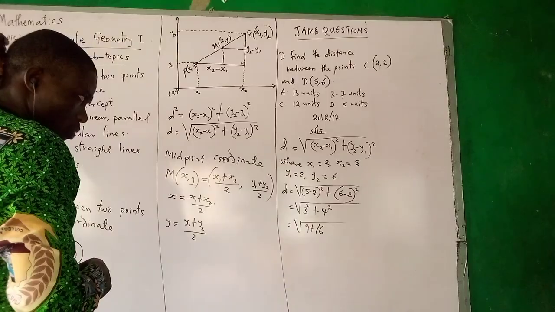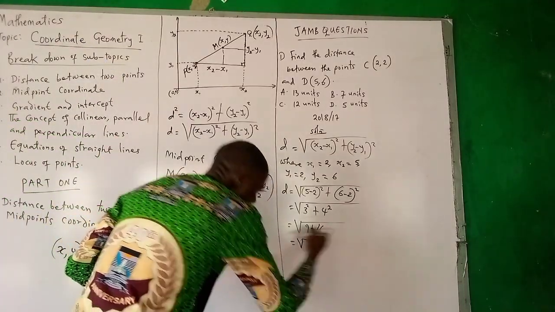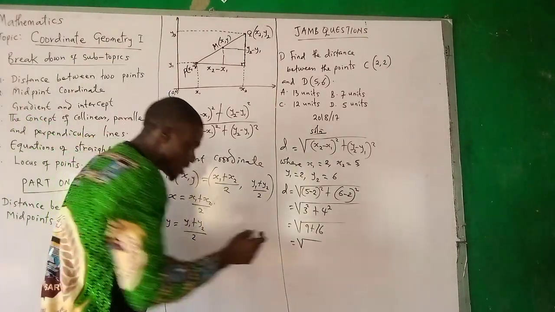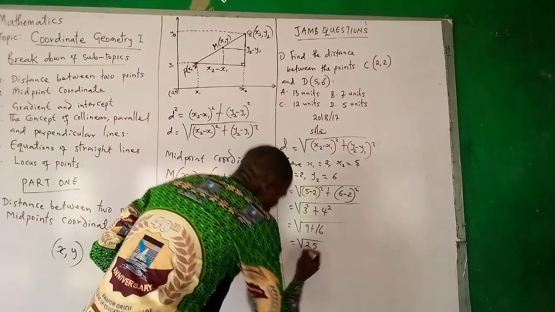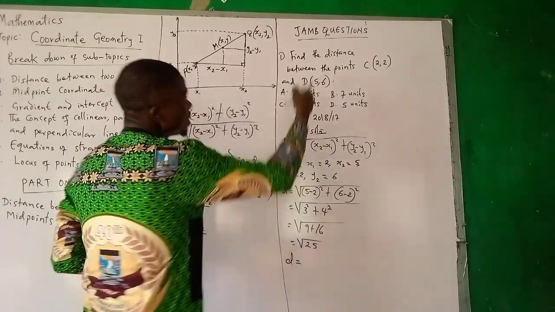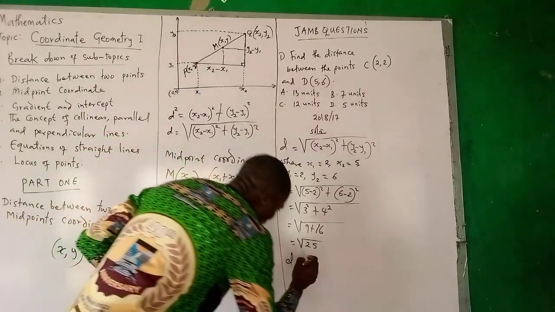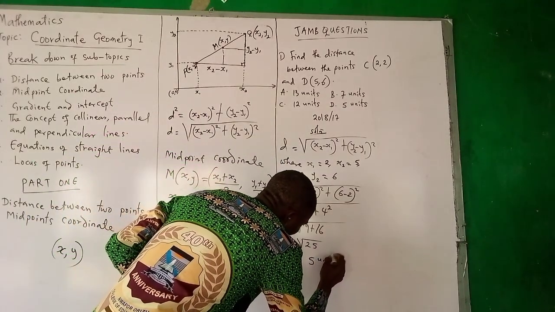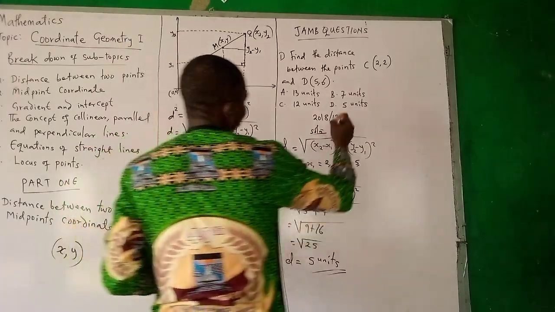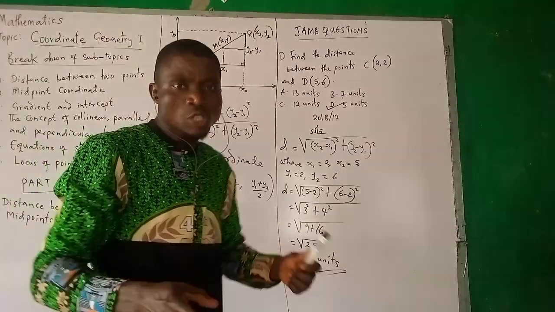Are you following me now? Yes. And that will be the square root of, add them up, gives you 25. So D, the distance between C and D, becomes the square root of 25, which is 5. 5 units. Which option is that? Option D. Option D is correct. Alright, next question.